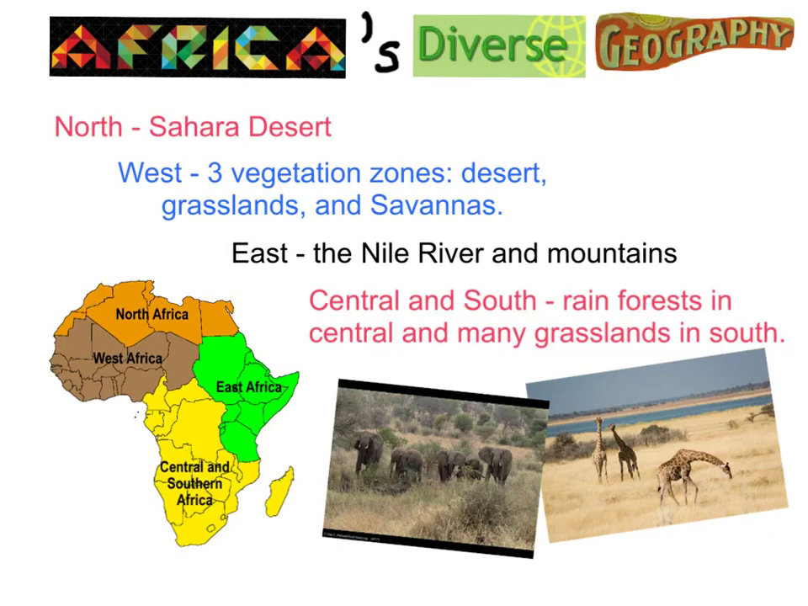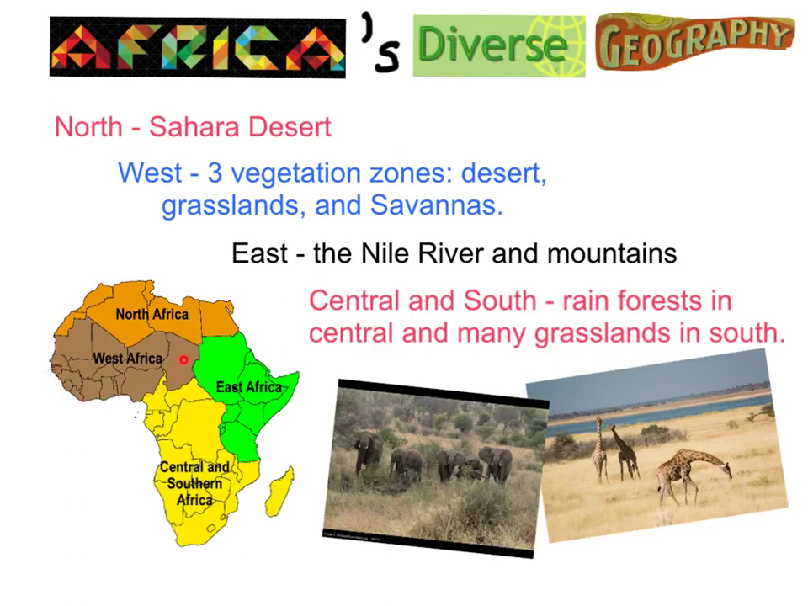We're going to begin with Africa's diverse geography. Diverse means different. So the entire continent of Africa is a lot different. If you start in the north here, North Africa, this consists of mainly desert, and it's the largest desert in the world, the Sahara Desert.